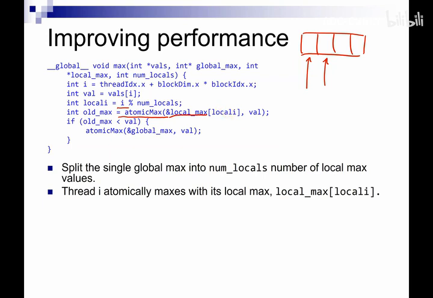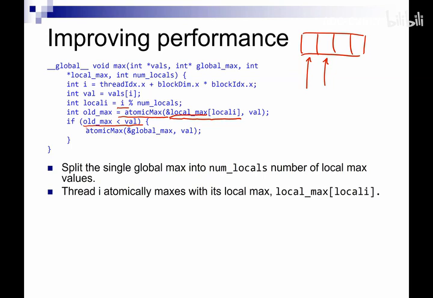Okay, and when they do this atomic max, they're going to get back the current value at this index, right? And they're going to compare this current value with this value val. Now if the current value is less than val, then that means that val can potentially be larger than global max.